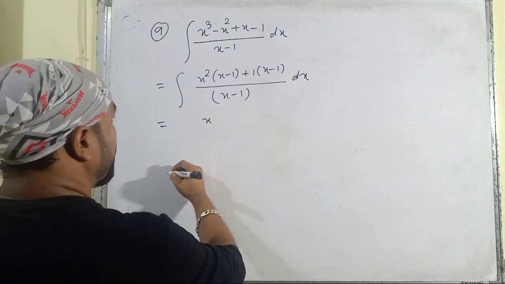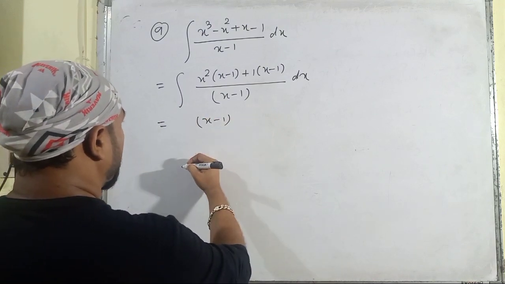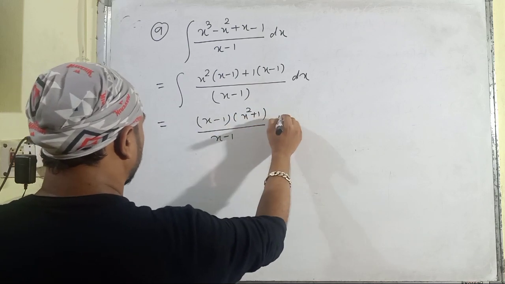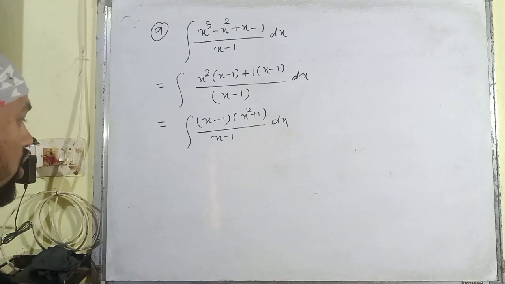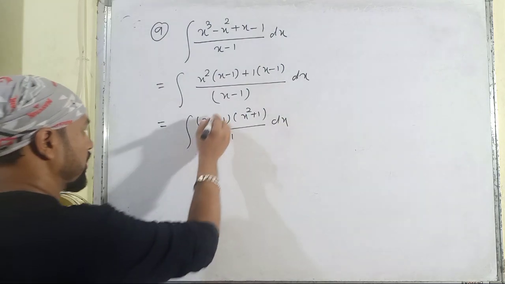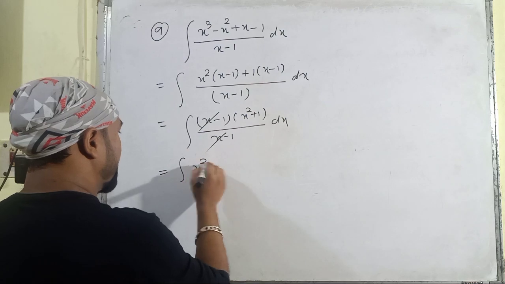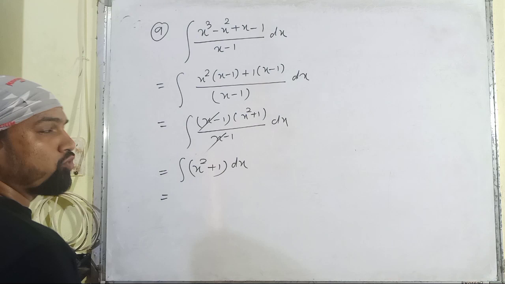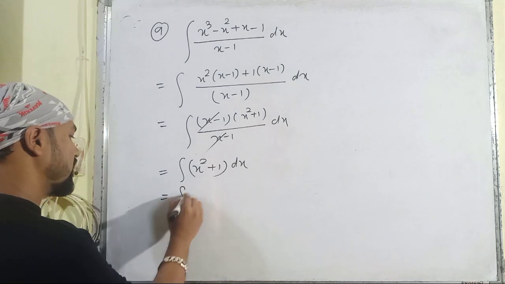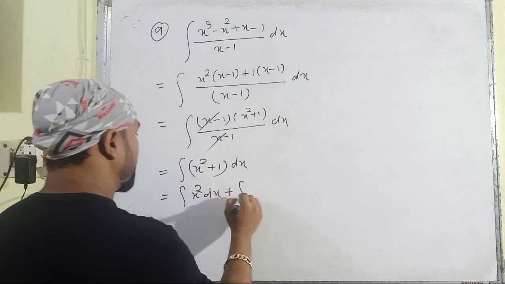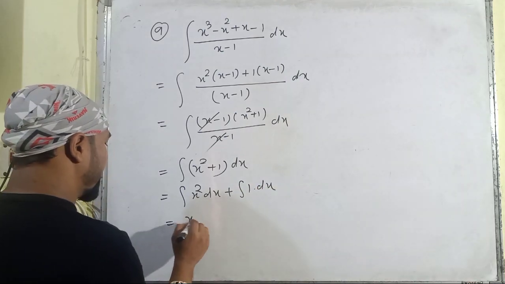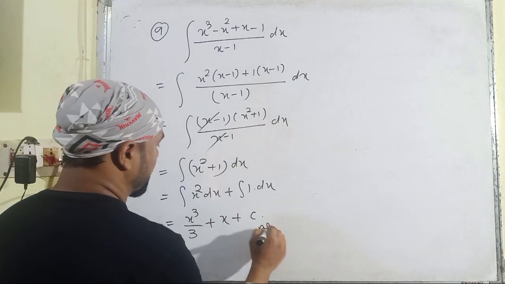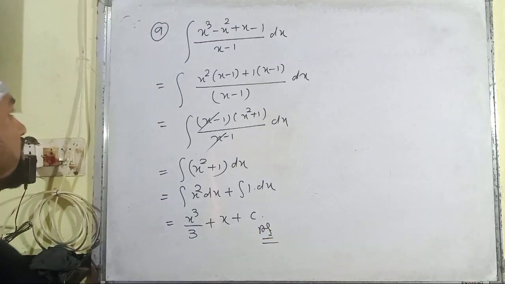Then the numerator is in the form of the multiplication of x minus 1 with x square plus 1, whole divided by x minus 1. Just cancelling the common factor from the numerator and denominator, that is x minus 1, the remaining part is the integral of x square plus 1 with respect to x. Then here you have to apply the algebra of integration, that means integral of x square dx plus integral of 1 dx. Then it will be x cube divided by 3 plus x plus any constant c, and this will be the answer for the problem number 9.